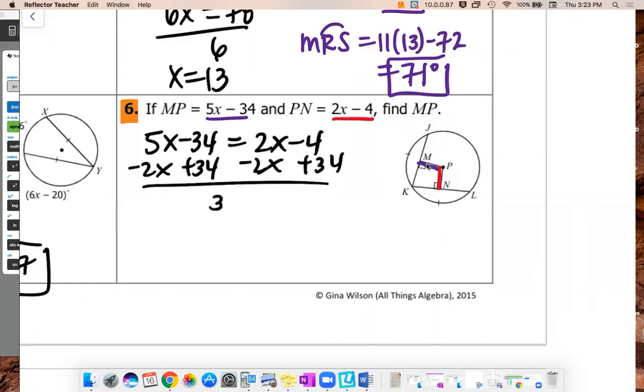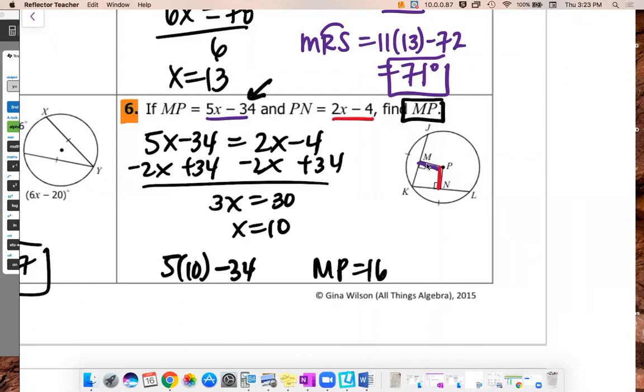So you got 3x equals 30, so then x equals 10. And then this one wanted you to find MP, so then you just plug it back into this equation right here. So 5 times 10 minus 34, you'll get MP equals 16. So the fact that these were perpendicular to the chords and that these were the same, we know that this distance is going to be congruent.